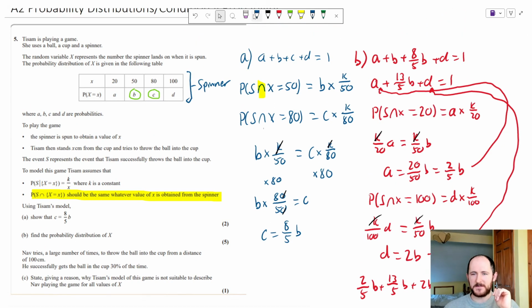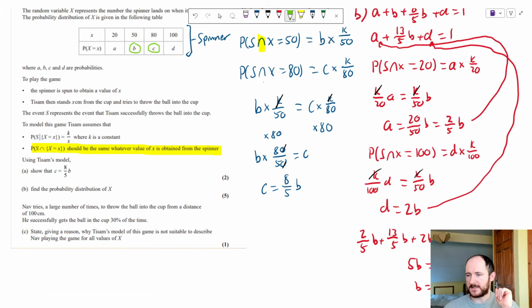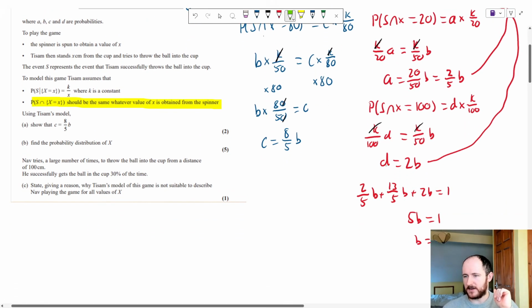Wonderful. Fantastic, right? So let's do it. So we've worked out what B is. That means D is going to equal twice of B, so it's equal to 0.4. So those two are done.